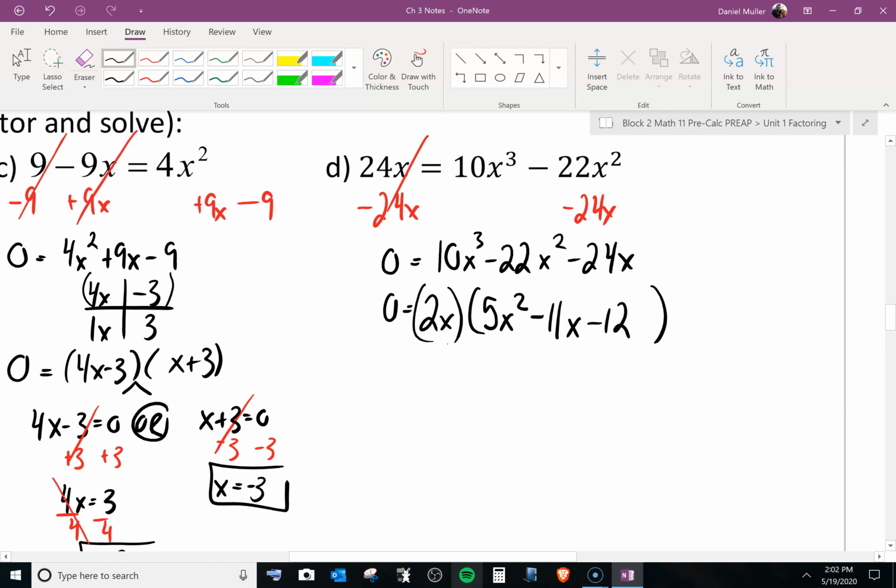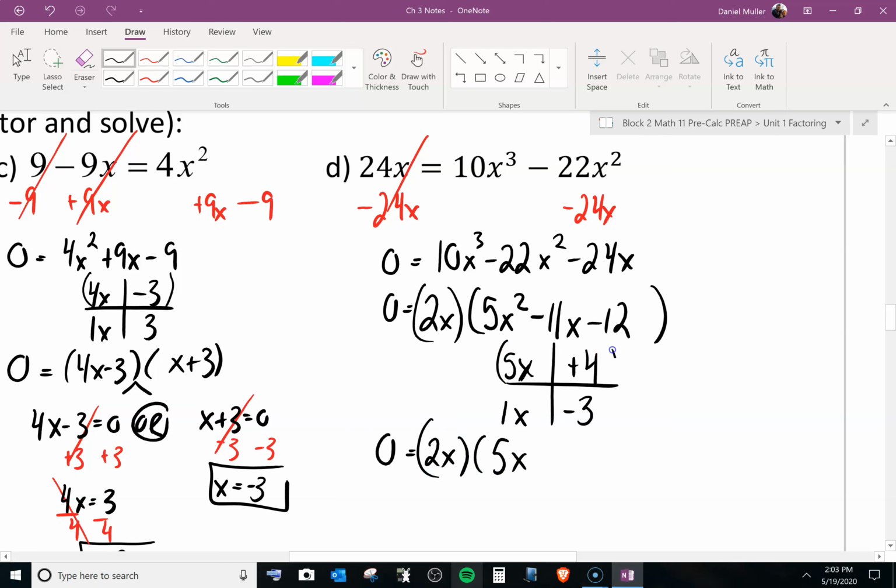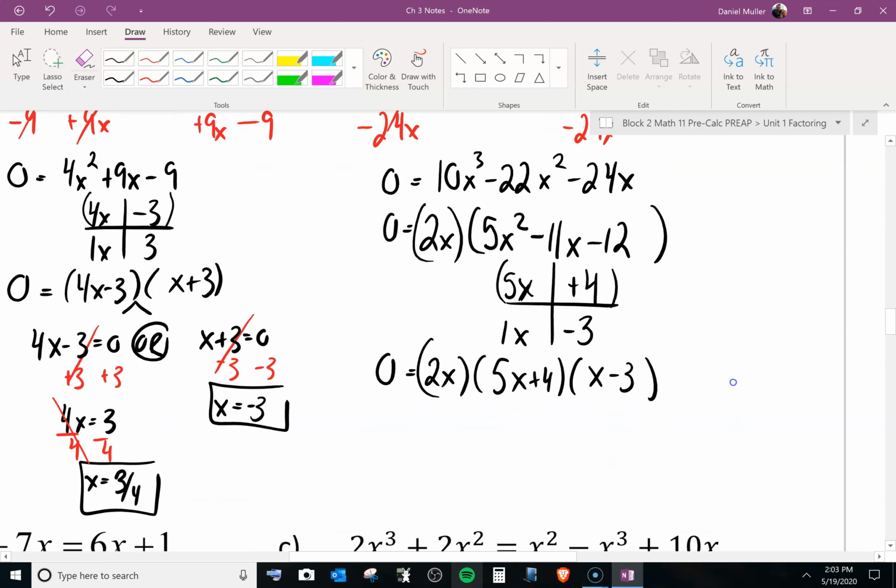So I had to take out a common factor, and now I could factor this. So 5x and 1x. And then this needs to be 12. So 6 and 2 or 4 and 3? I don't know. So that's 15 minus 4. 15 minus 4 is positive 11. So I don't want that. I'm going to change it. Negative 15 plus 4 is negative 11. So there we go. So 0 equals 2x, and then we've got the 5x plus 4, and the x, 1x, or x minus 3.